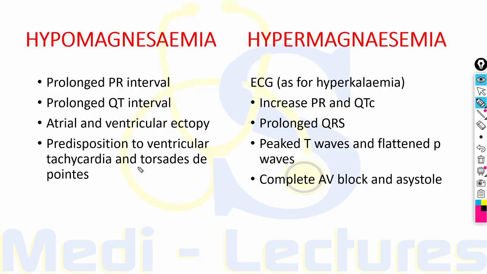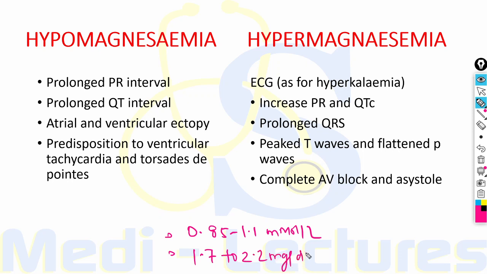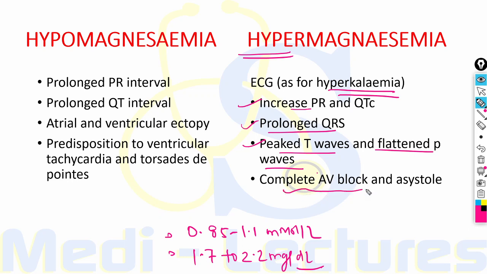Now coming on to the last electrolyte abnormality, that is magnesium. Normal magnesium levels are 0.85 to 1.1 millimole per liter, or if we talk in milligram per deciliter, these are 1.7 to 2.2 milligram per deciliter. The ECG changes in hypermagnesemia are the same as that of hyperkalemia, that is increase in PR interval, prolonged QRS, peaked T waves, flattened P waves, and it can finally lead to complete AV block and asystole.